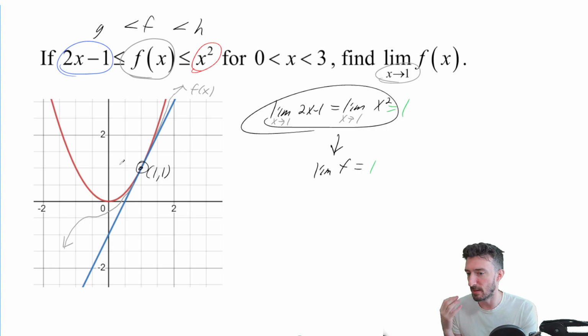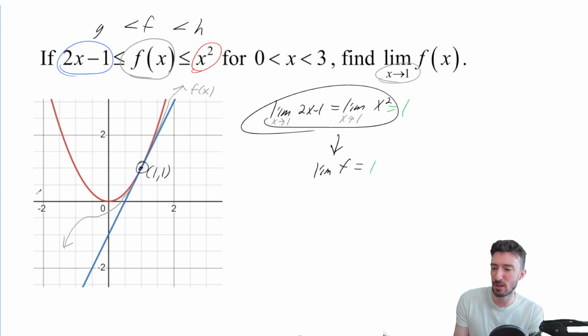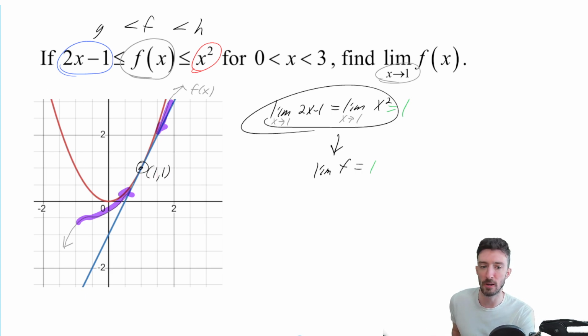You can say that as you're approaching 1 from the left and 1 from the right, that you're kind of getting squeezed in between. And what are you approaching? Well, you're approaching whatever this y coordinate is right there. So that's it. The answer is 1.